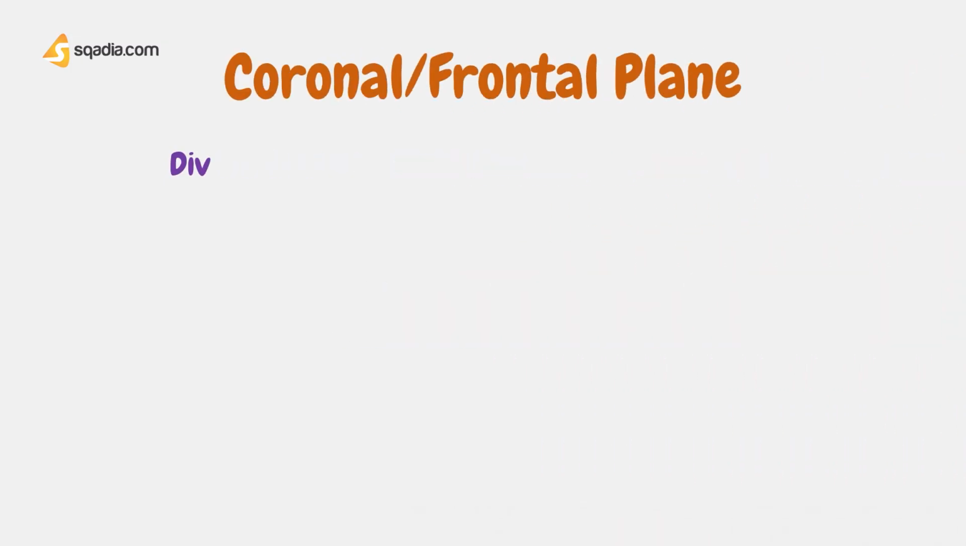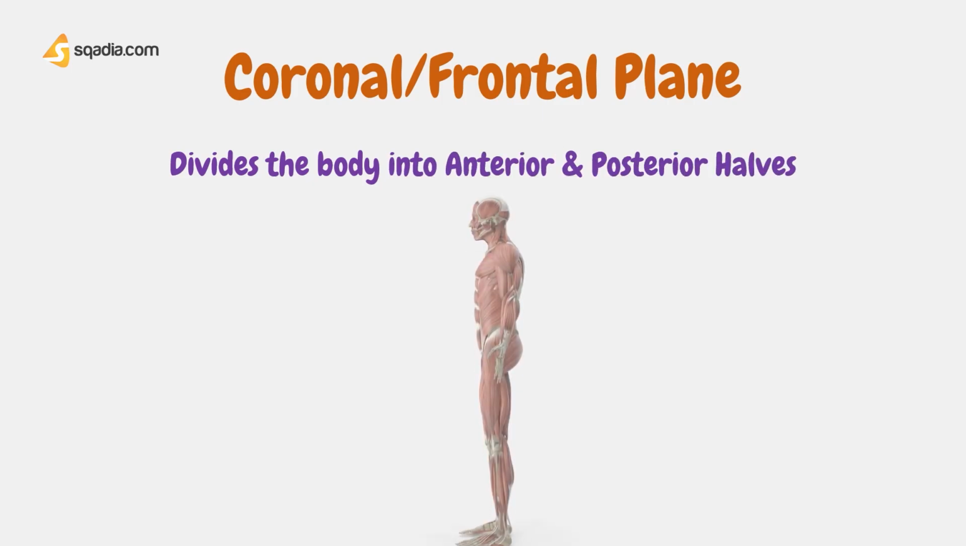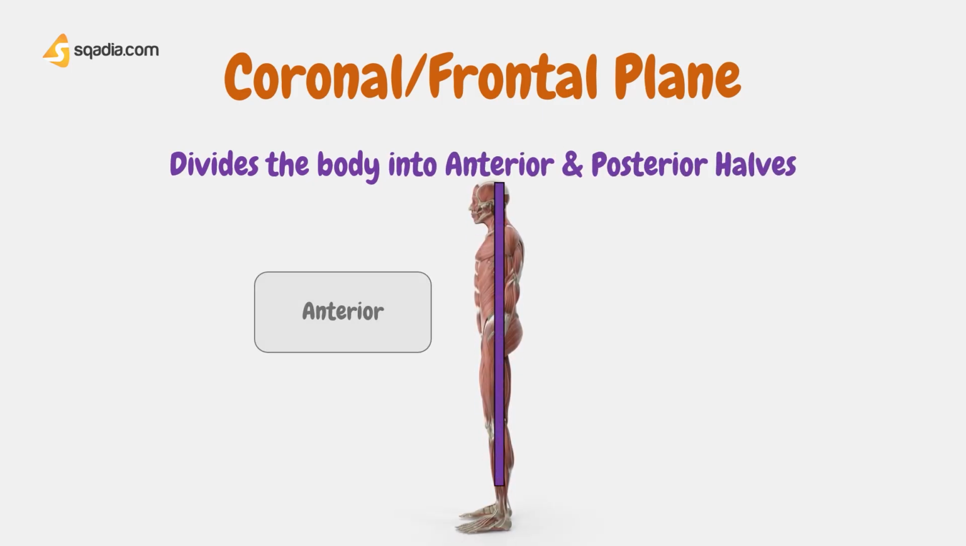The second one is the coronal, also known as the frontal plane, and it divides the body into anterior and posterior parts, or the front and back. Here is the example in which the human body is divided into an anterior side and a posterior side. Abduction and adduction movements occur in the coronal plane.